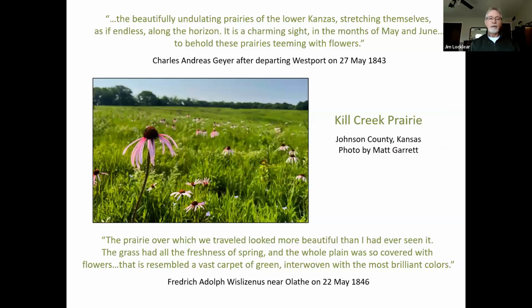Here's just a couple. Charles Geyer and Friedrich Wislizenus, I'll never pronounce this, were both departing the Kansas City area in the 1840s and were encountering the tallgrass prairie at its full glory in May. Geyer said, "The beautiful undulating prairies of the lower Kansas stretching themselves as if endless along the horizon. It is a charming sight in the months of May and June to behold these prairies teeming with wildflowers."